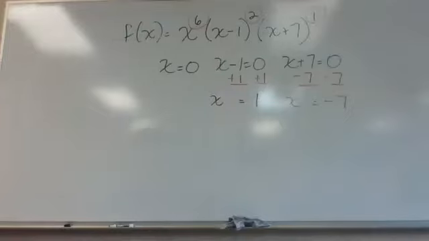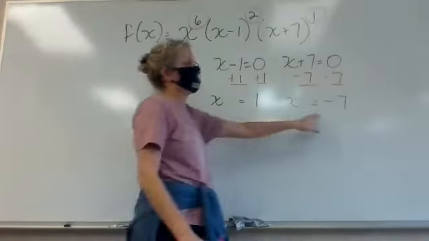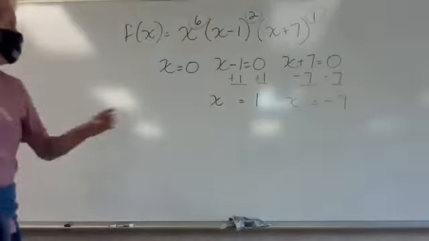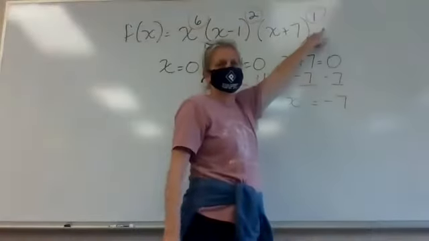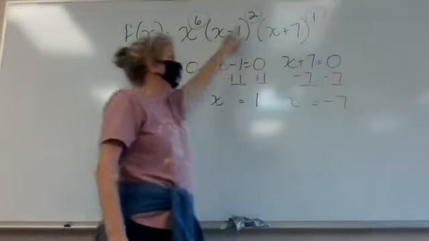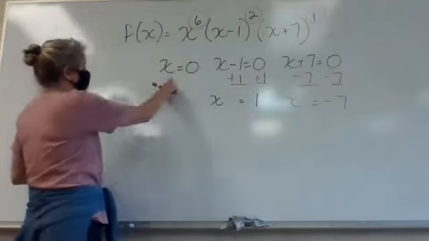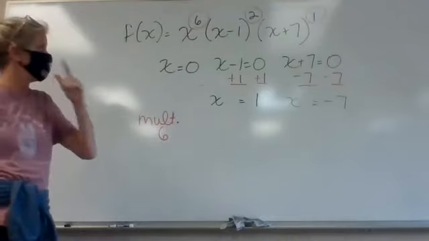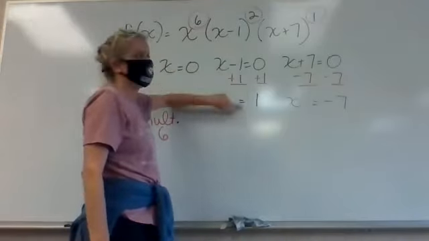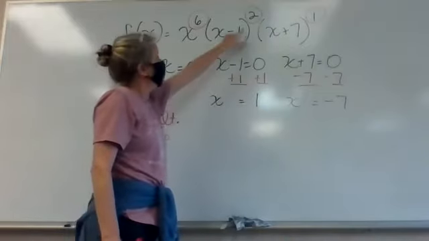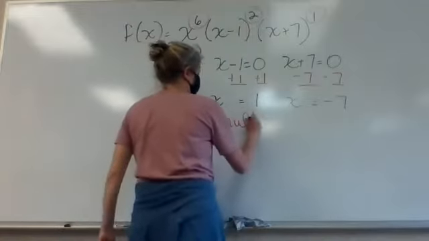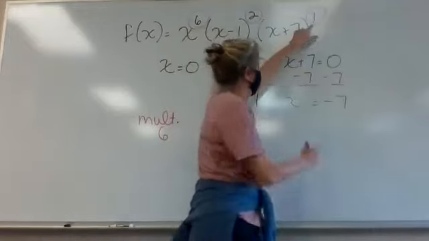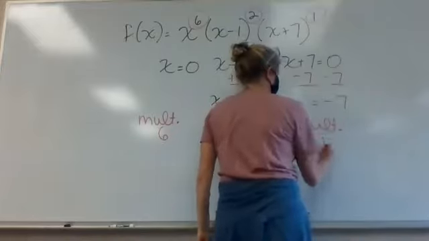So those are your three zeros or your three x-intercepts: zero, one, and negative seven. Okay? The multiplicity is whatever the exponent of that factor was. So what was the exponent of this one? Six. So that means its multiplicity is six. The factor that gave us this zero was two. Good. So its multiplicity was two. And the factor that gave us the negative seven x-intercept was one. So its multiplicity is one.